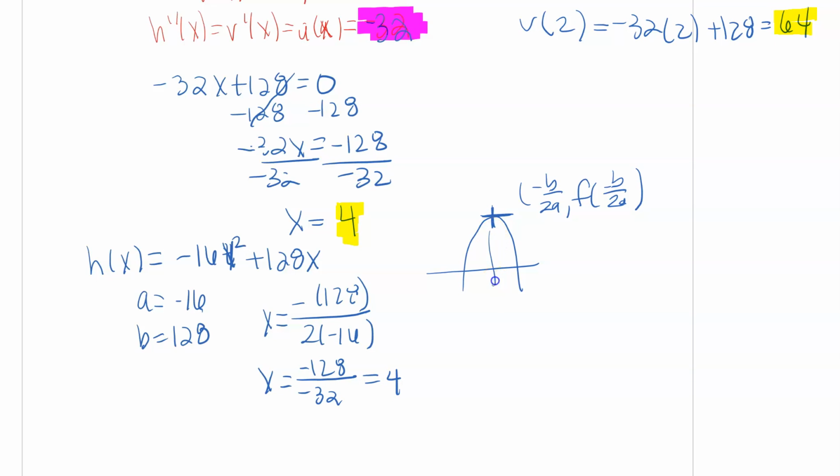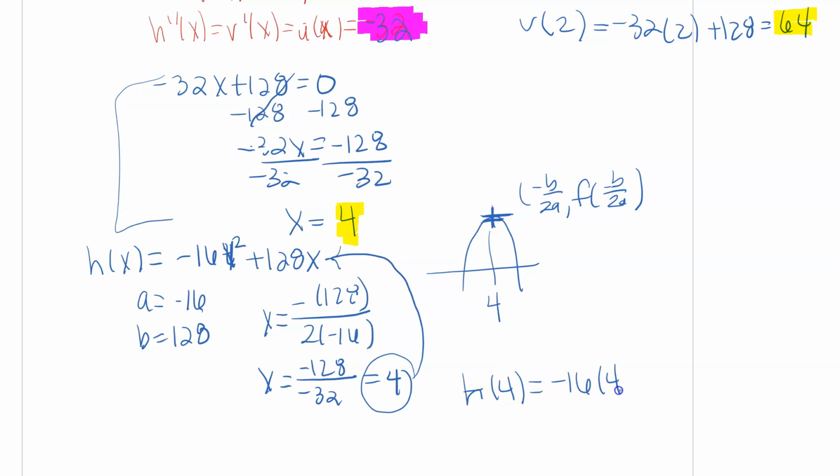And so that tells me after 4 seconds I'm reaching that height, which we saw in the last calculation. But I want the height itself, so now I'm going to take that 4 and plug it into my position function, or my height function. So h of 4 is equal to negative 16 times 4 squared plus 128 times 4. You're going to grab your scientific calculator or the calculator on your online homework and type that in. That gives us a value of 256. So how high did it go? That height right there is 256 feet.